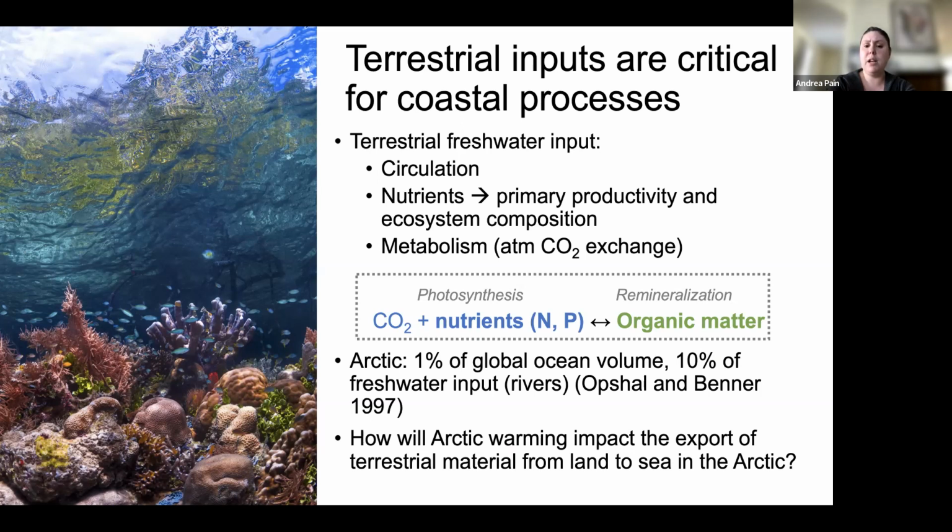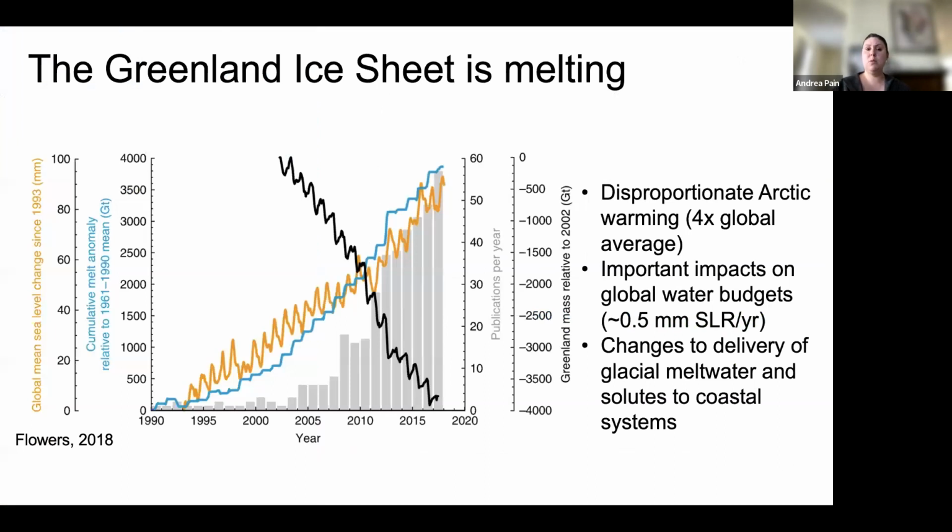So one of the underlying questions that I'm going to try to answer today is, how will Arctic warming impact the export of terrestrial material from land to sea? So we think about some of the big changes occurring in the Arctic right now. One of them is that the Greenland Ice Sheet is melting. So this graphic here shows some of the changes that have been occurring over the past few decades in Greenland. This black line here represents the mass of Greenland in ice. You can see it's clearly decreasing over time.